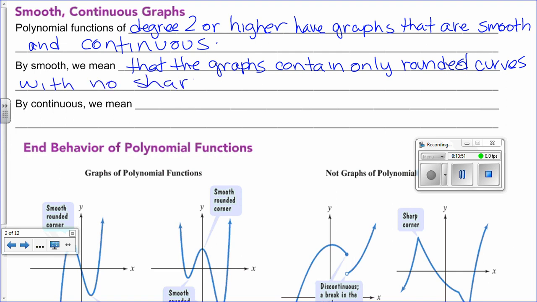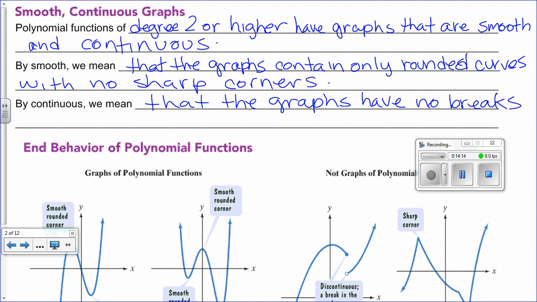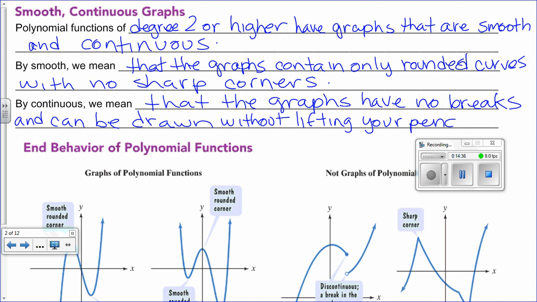With no sharp corners. And by continuous, we mean that the graphs have no breaks and can be drawn without lifting your pencil from the rectangular coordinate system.